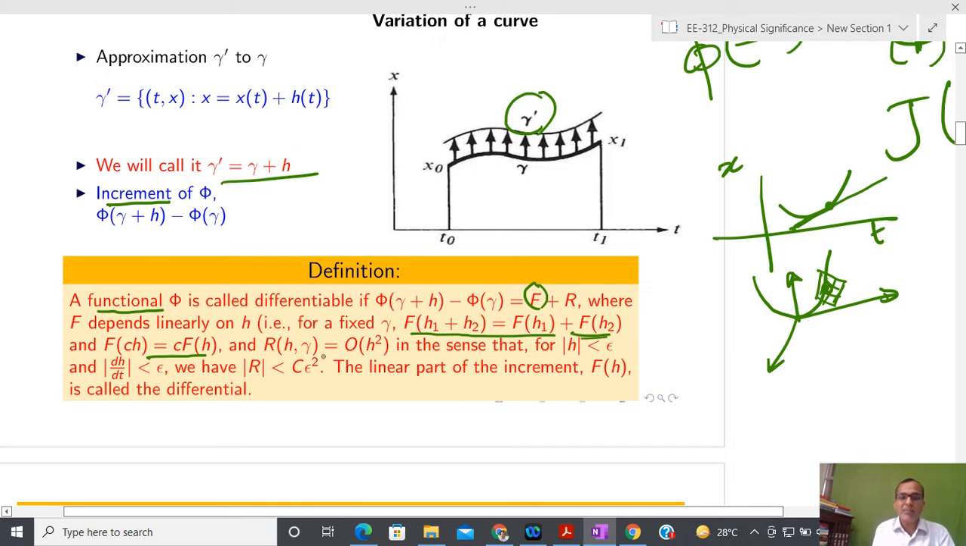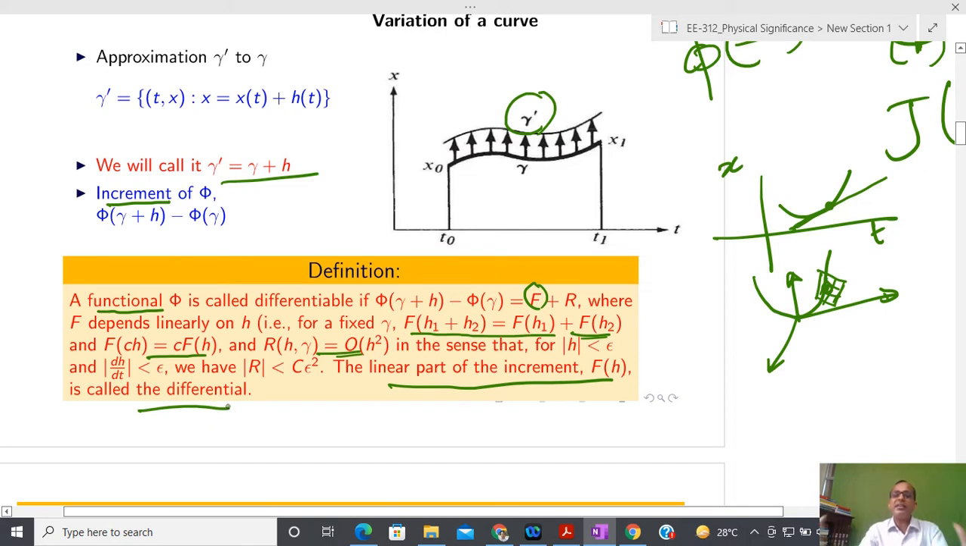So the higher order term I have written like this. And I am assuming that the higher order term is less dominant than this term f. Then only can we tell that at this point this particular transformation acts like some kind of differential or derivative. So the linear part of the increment fh is called the differential.